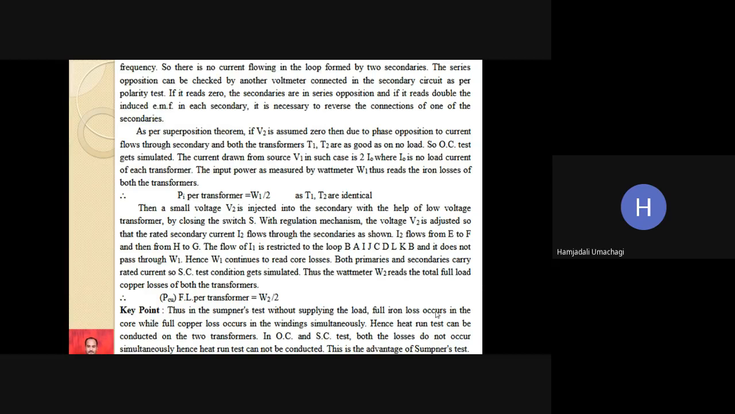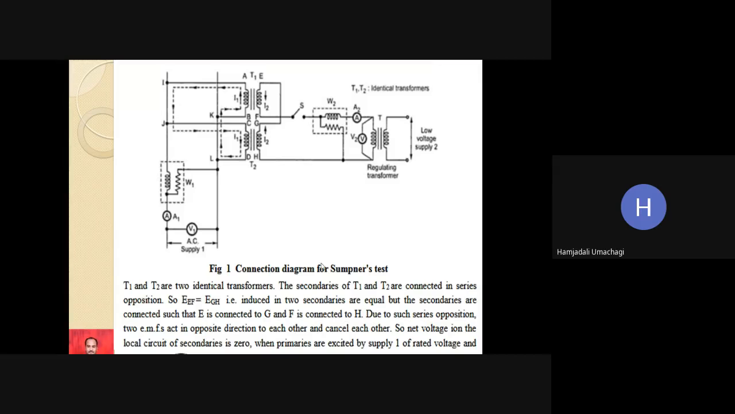Now, the key point here is, in Sumpner's test, without supplying the load, full load iron loss occurs in the core, while full load copper loss occurs in the winding simultaneously. Without supplying the load, you may ask the question, so where is the load? But here, the load itself is the transformer. This transformer T1 will be acting as a load on the second transformer T2. T2 will act as a load on the first transformer because they are connected back to back.